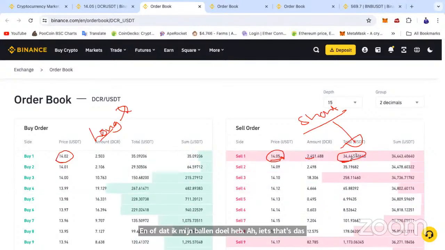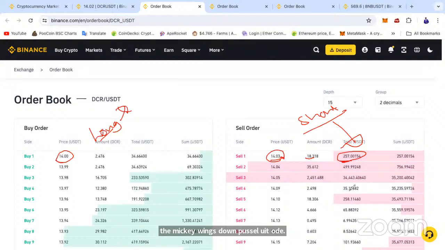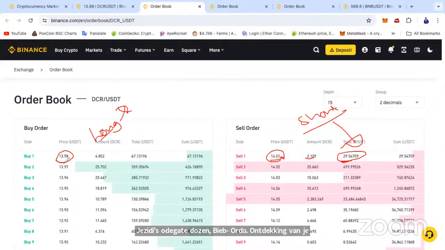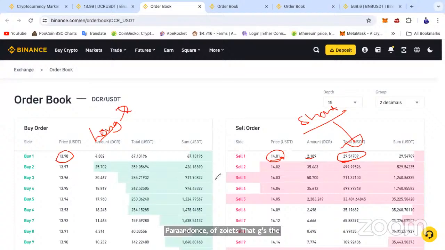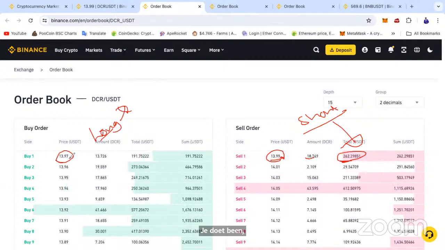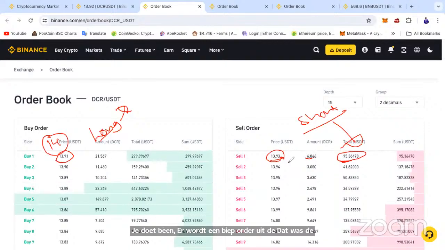Who saw that order? You see this order again? There was a big order of $35,000. Who saw it? That caused the price that was at $14 to come down. You need to pay attention. There was a big order. I don't know if people saw it, that caused the price to move from $14 to 13 back down.